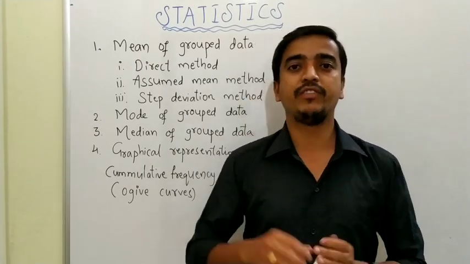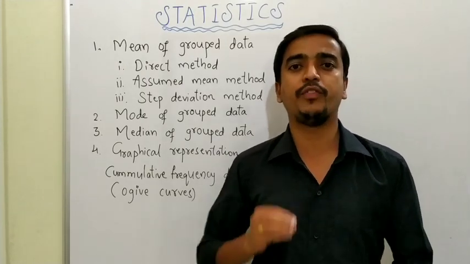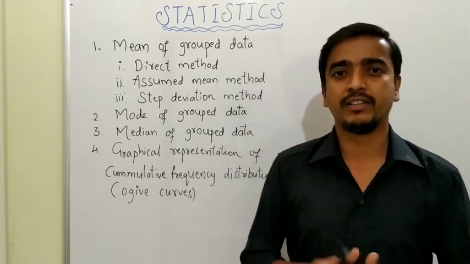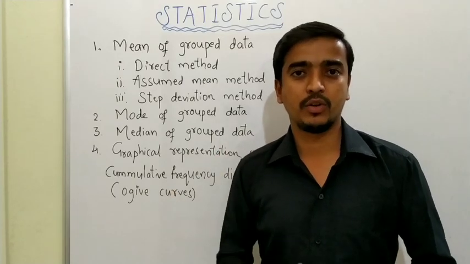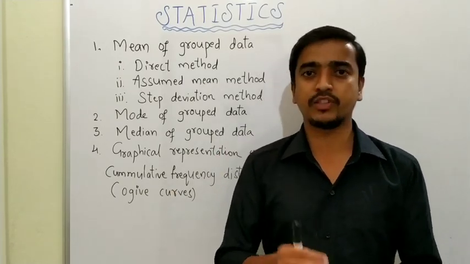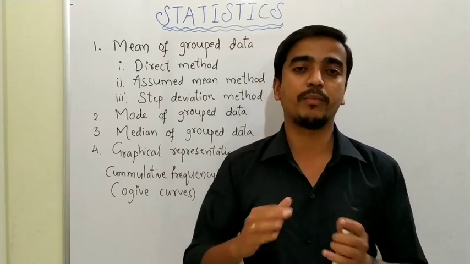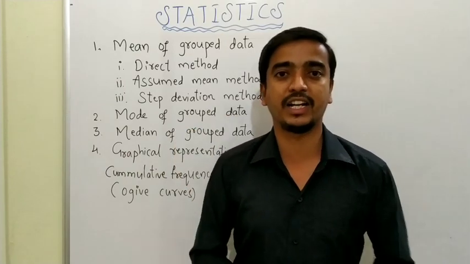Primary data means the data is collected by you. For example, if you are collecting the marks of your friends, that is called primary data. When you come to secondary data, the data is collected from other sources, for example collecting the marks of your friends from the internet. If you collect the data from another source, that is called secondary data.